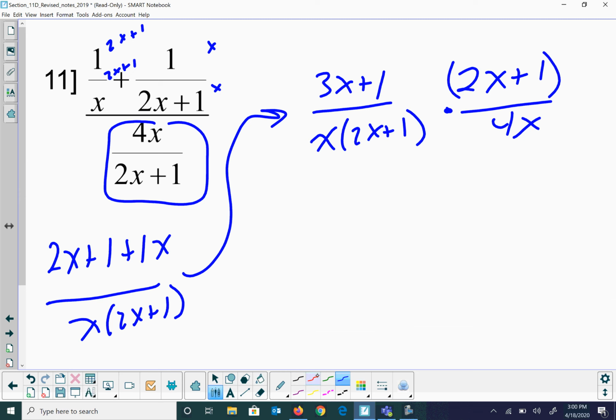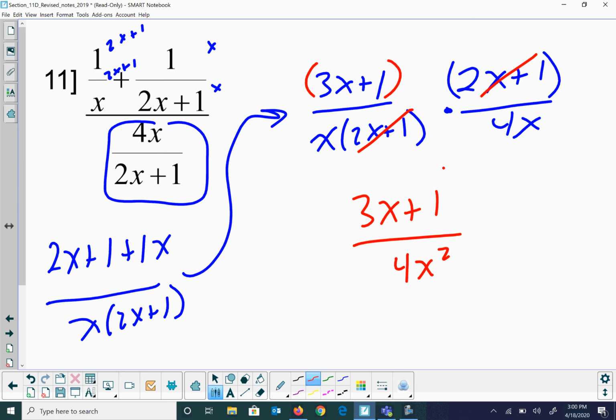And being you had a 2x plus 1 here on top, that's going to reduce there. Nothing else is going to reduce because I need to hold the whole binomial. So I have 3x plus 1 on top. And then on bottom, I'm left with 4x squared. There's my answer.